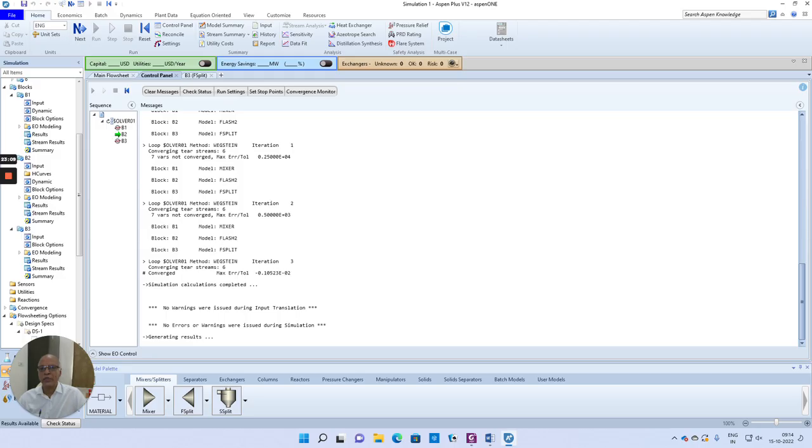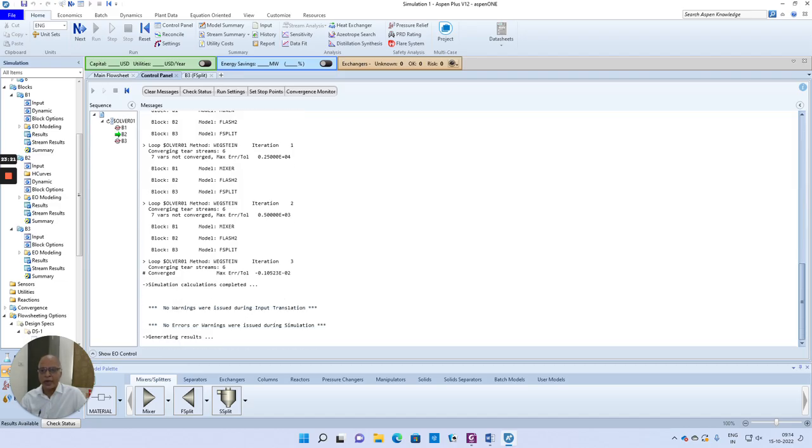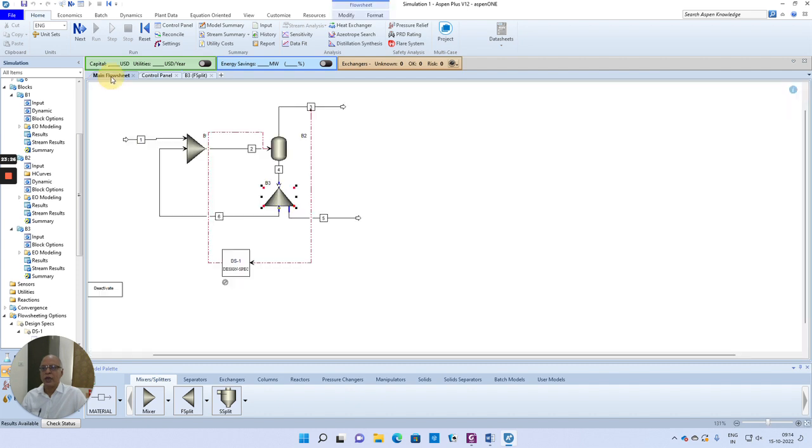So we got to a convergent solution. Remember, again, we are using Wegstein, and there were 3 iterations. The simulation is required to solve B1, B2, B3 iteratively for at least 3 iterations in order to come to a convergent solution. This is because initially it will be presuming a value for this recycle stream and go on updating it until all these recycle stream values come to a convergent solution, right?